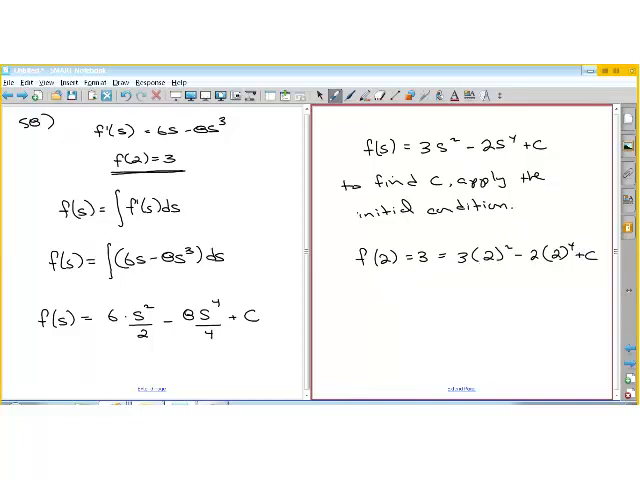What that means is when I plug in 2, I want to end up with 3 on the left-hand side. So I have to figure out what c has to be for that to happen. So I just solve for c, basically. So you get 3, which is the left-hand side.